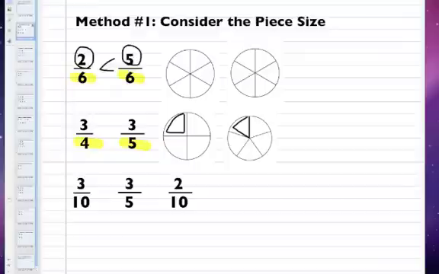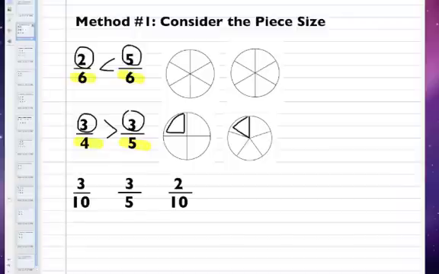So in this case, since we have the same quantities, I really want to consider the piece size. Fourths are a larger piece than fifths. So if I have 3 of those larger pieces compared to 3 of the smaller pieces, the larger size pieces are going to be larger. So 3/4 is greater than 3/5.